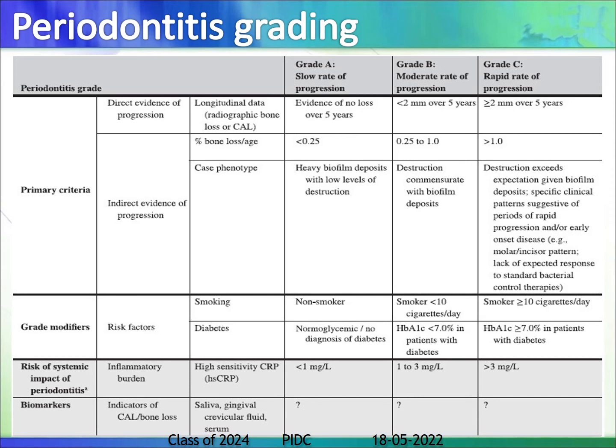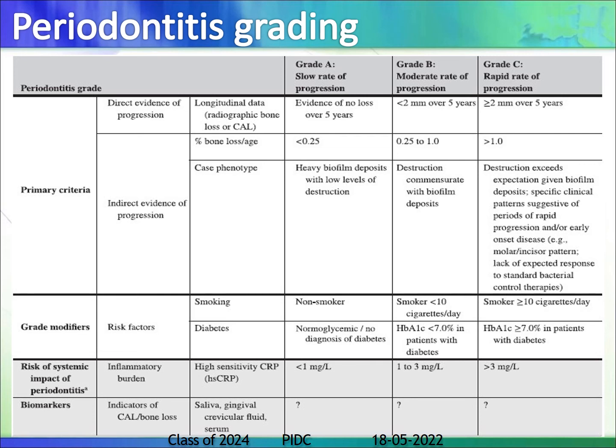Next, coming on to the grading. The grading is based on indirect evidence of progression. If there are heavy biofilm deposits with low levels of destruction, you put them under slow rate of progression, grade A. If destruction commensurates with the biofilm deposits, grade B. But if the destruction exceeds the expectations given by biofilm deposits, we put them as grade C. This classification has included the risk factors also into account.